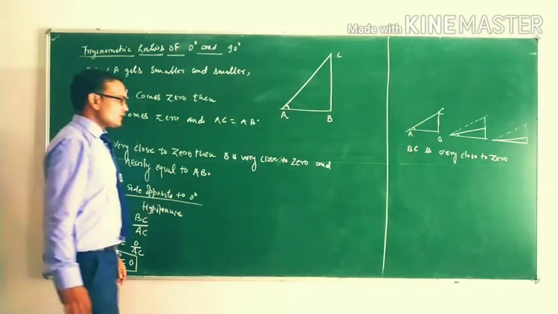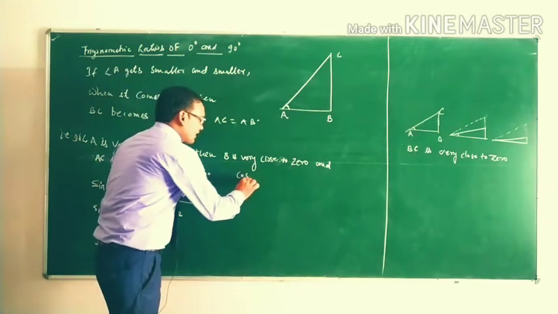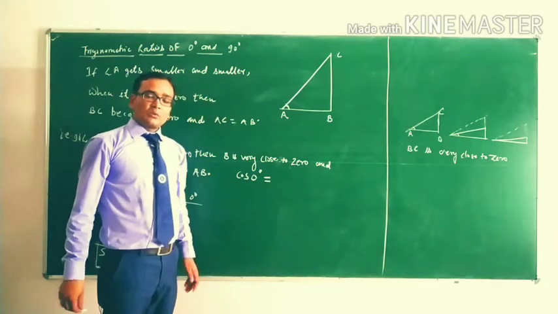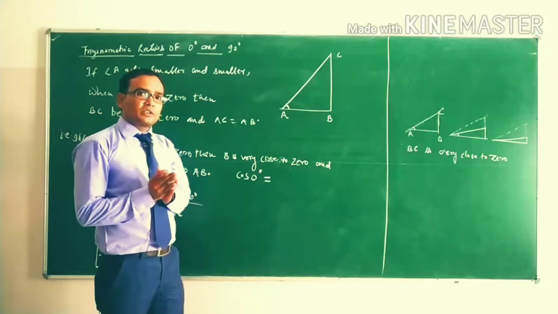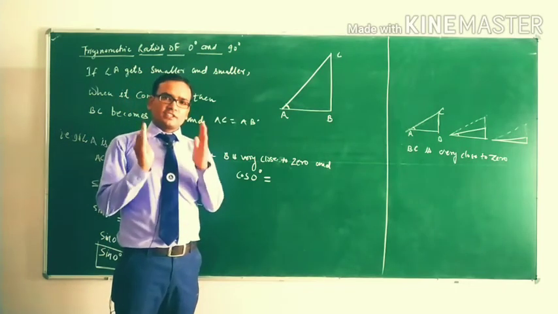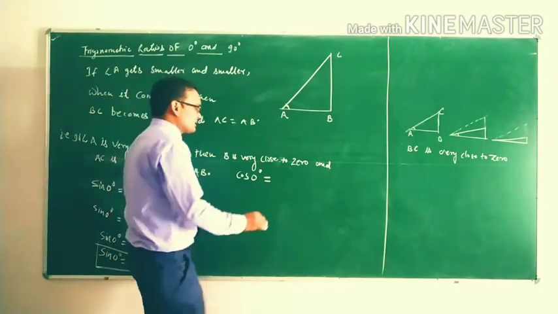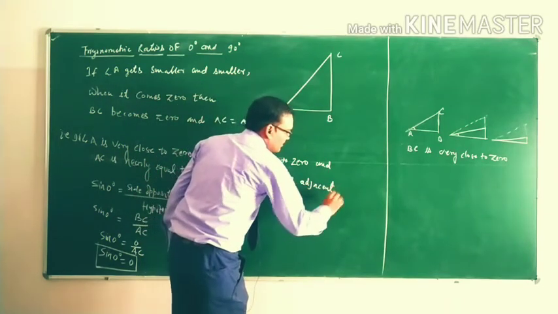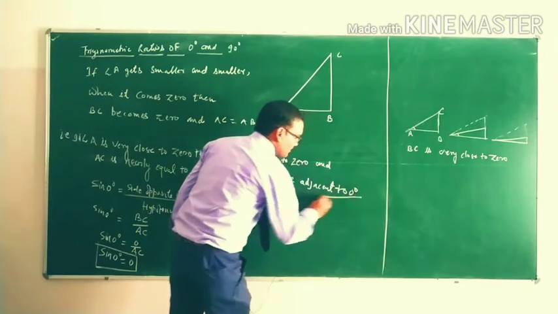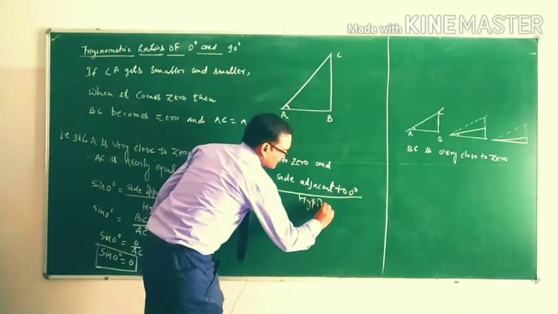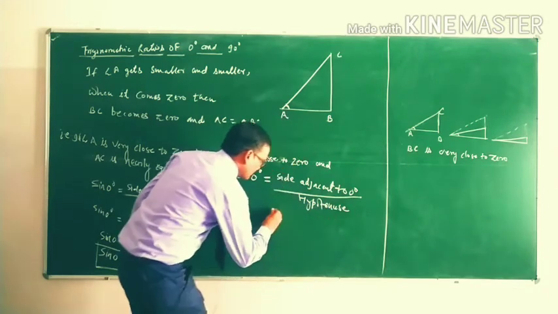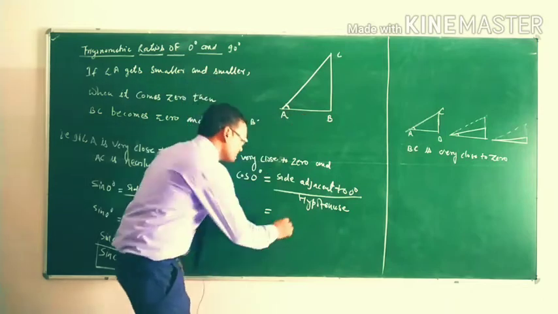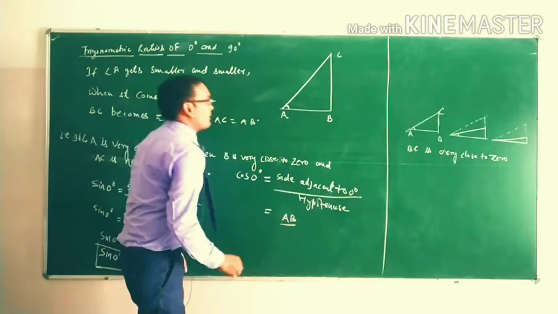Okay, we find cos 0 degree, the value of cos 0. What is the value of cos 0? Cos 0 is the base upon hypotenuse, that means the side adjacent to 0 degree upon hypotenuse. Okay students, the side adjacent to 0 degree, that means AB, upon AC.